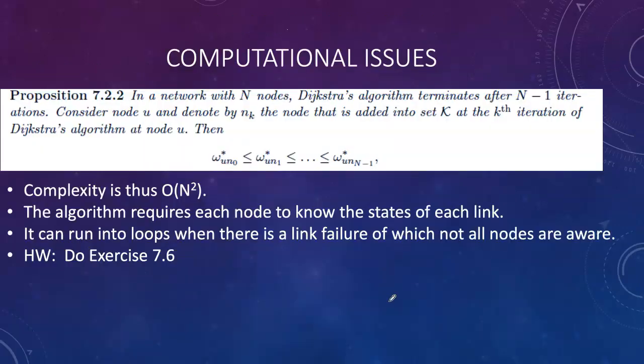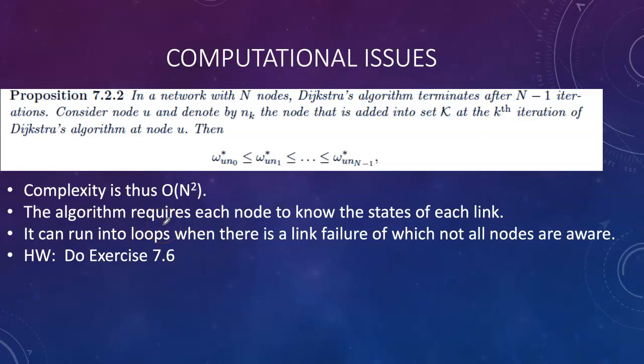Okay, now computationally, Dijkstra's algorithm has complexity n squared, where n is the number of nodes. Why? Because in a network with n nodes, the algorithm terminates after n minus 1 iterations, as I said before. And in every iteration, there's order n computations, because we are selecting among n nodes, essentially order n nodes.